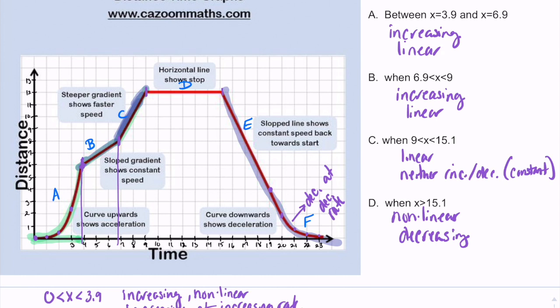So actually, if we were thinking about this distance, maybe this distance is their distance from home. But it wouldn't be their total distance, because their total distance wouldn't decrease. So when we're looking at graphs, we always need to be considering what the axis is representing and then what's really happening on the graph.